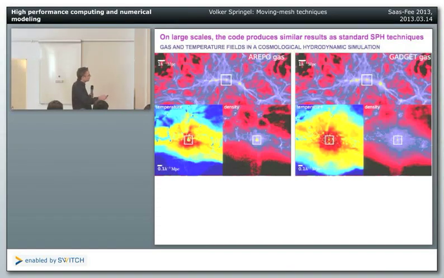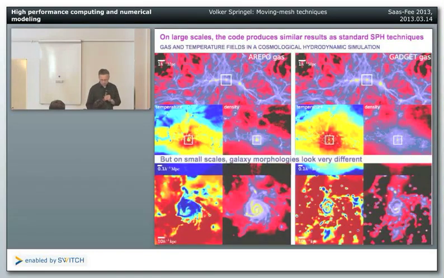On large scales, you look here at the gas density field in this mesh code against the SPH code, it's very similar. You will not spot clearly a difference on these large scales. If you zoom in this white square on this halo, you see that in the temperature field, there is starting to be a difference in the outer parts. It seems to be more heating going on in the SPH code, but overall it's still at this level relatively similar. If you zoom in further, then you see larger differences.